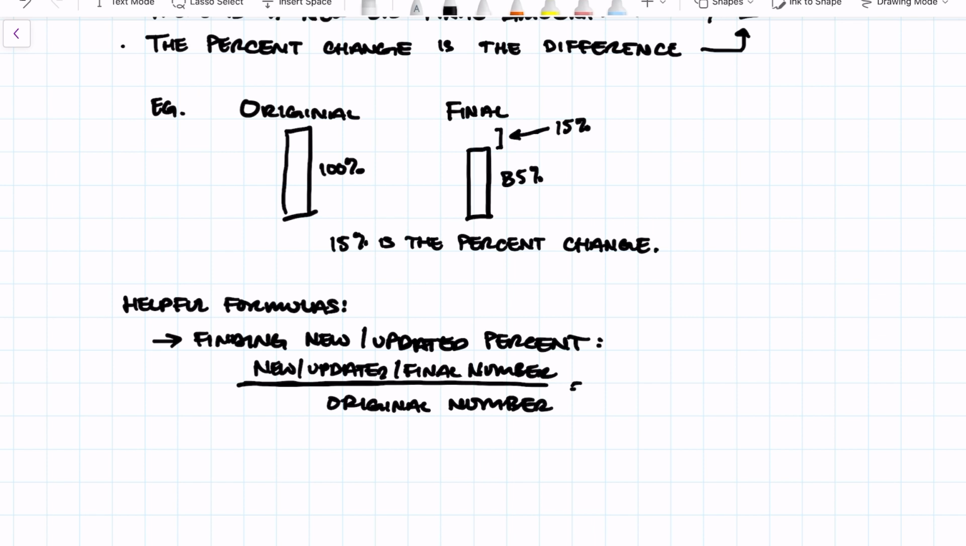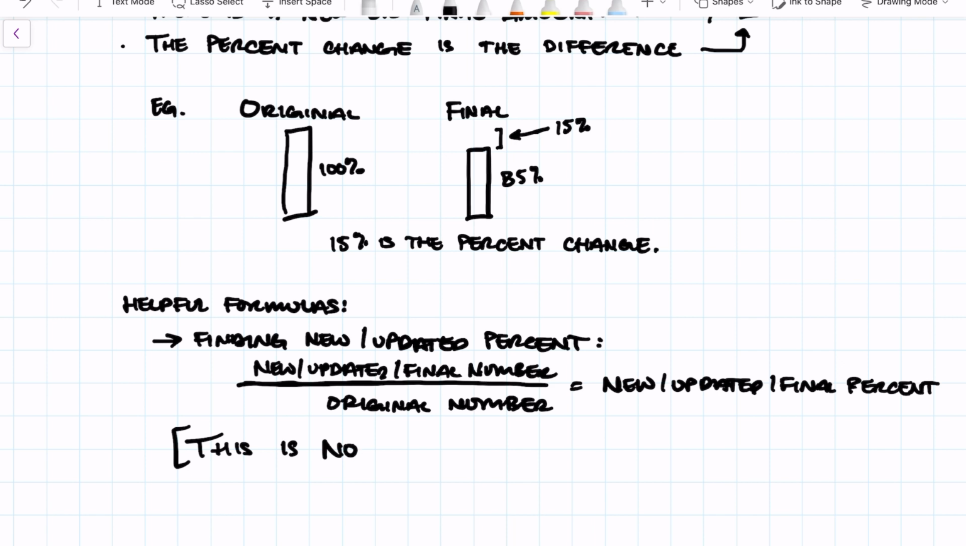Keep in mind, though, that this is just going to lead you to the new or updated or final percent. What do I mean by this? Remember that this is not the percent change. So I'm going to put in brackets here and write this big: this is not percent change. So what is the percent change?